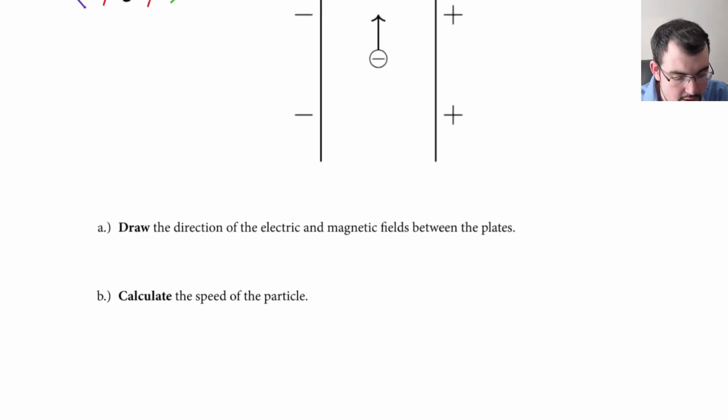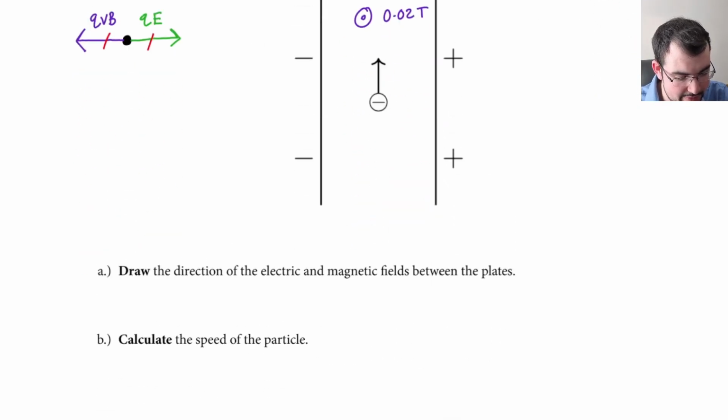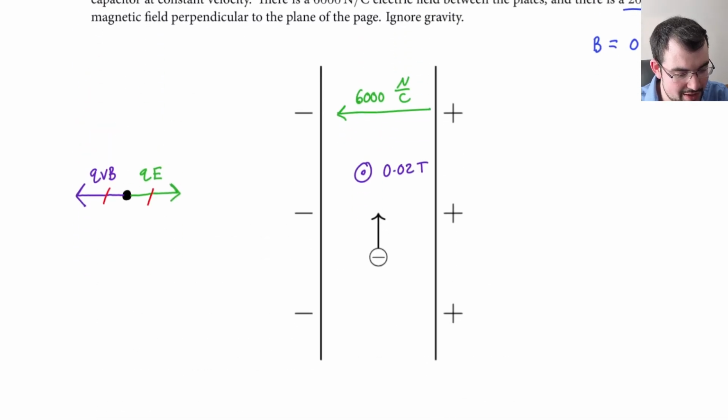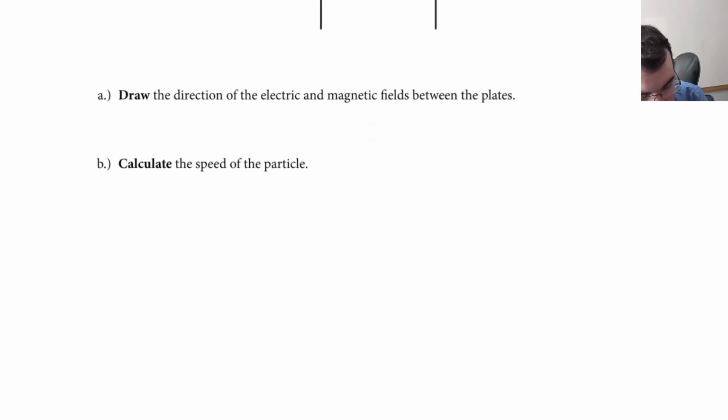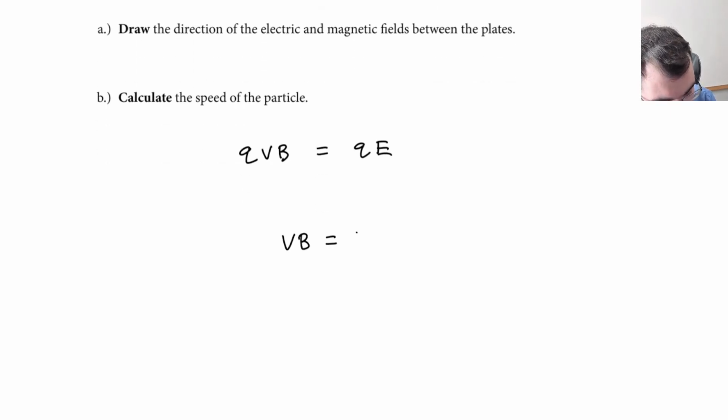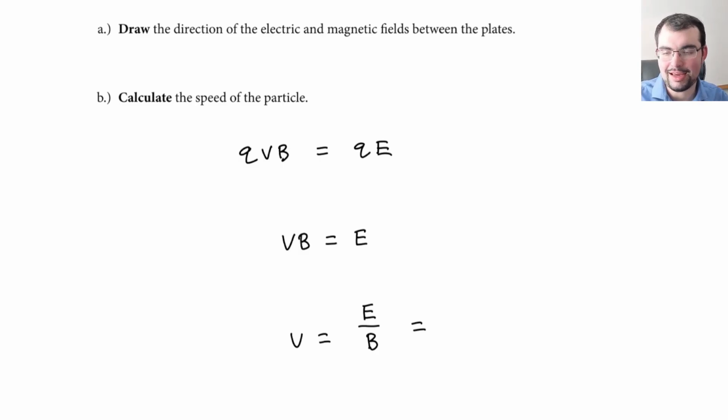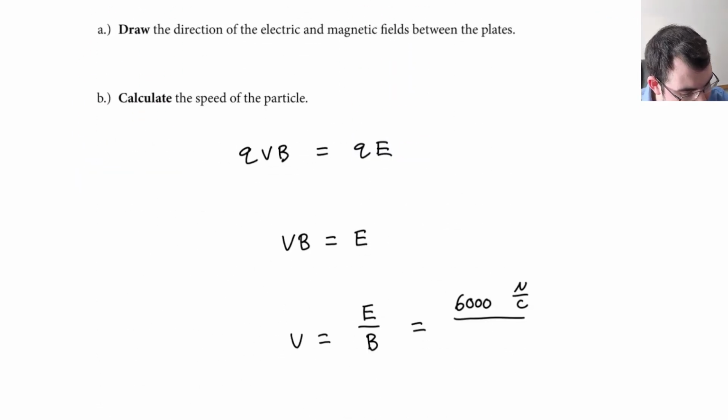Okay. Calculate the speed. Well, this is actually the easy part. We already found the forces. We already found the directions, which is the hard part. Now we just set them equal. This is the only thing we haven't solved for today, which is V in this arrangement. So we get VB is equal to E. So we get V is equal to E over B. This is known as the velocity selector relationship because you can select a very special velocity of your charge that can pass through. So our E field was 6,000 newtons per coulomb, and our B field was 0.02 Tesla.